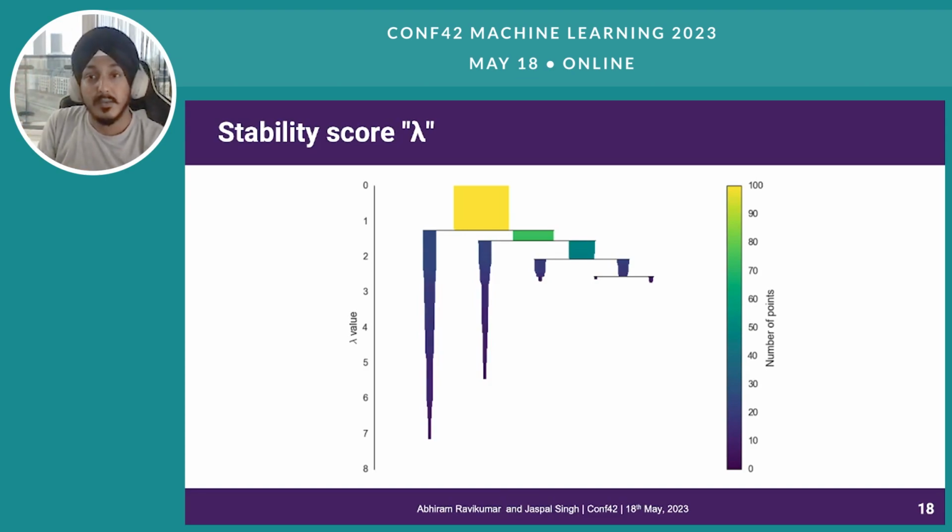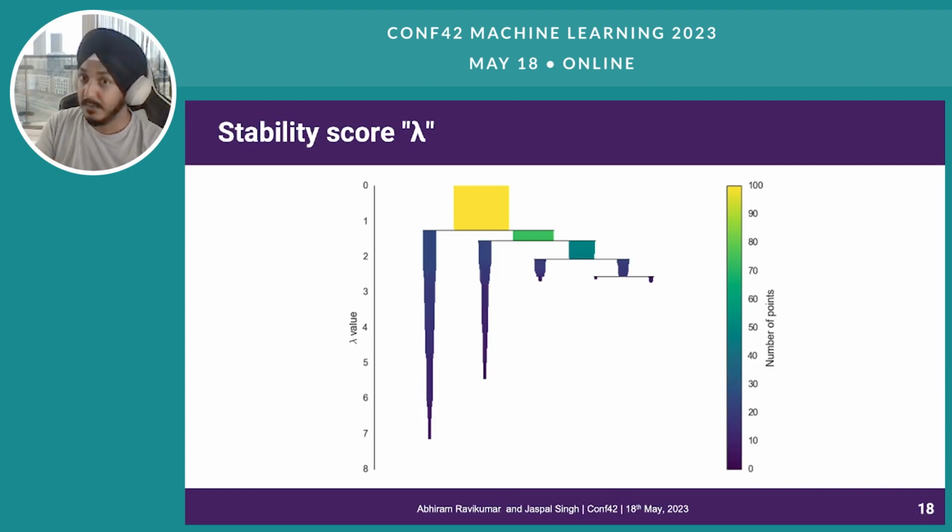Now you'll ask, what is the lambda value? Once you have pruned those objects, you would want to capture the clusters which are most meaningful and reliable. So how do you do that? By using the stability score. Now, the stability score is calculated for each cluster in the hierarchy based on two factors.